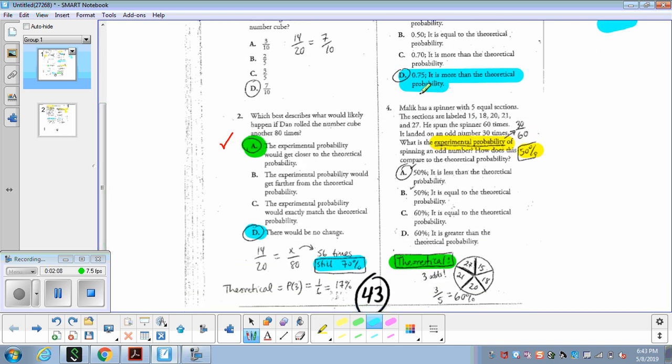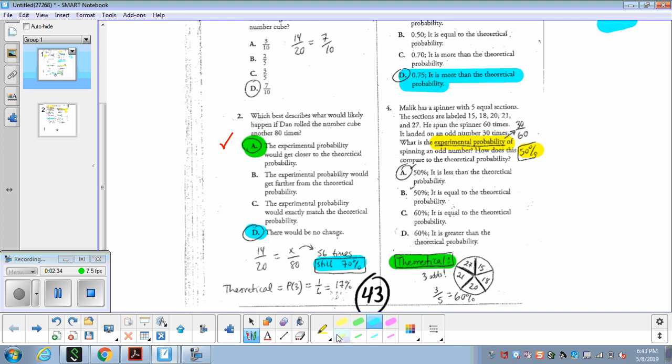All right, for number 4, Malik has a spinner with 5 equal sections. The sections are labeled 15, 18, 20, 21, and 27. So I have labeled those sections right here. He spun the spinner 60 times, and it landed on an odd number 30 of those times. So it looks like, according to the results, half the time he landed on an odd number. Then it goes on to ask, how does this compare to the theoretical probability?